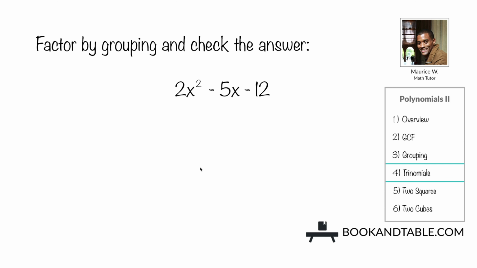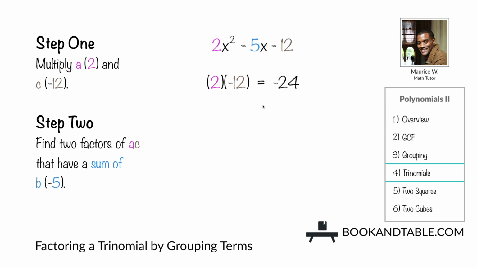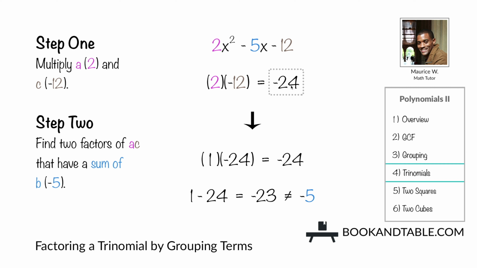So you'll be asked to factor by grouping and check the answer for the polynomial 2x squared minus 5x minus 12, the expression we were just working with. So what do you do in these cases? Step 1, multiply a, the coefficient of your quadratic term, and c, your constant. So in this case, you'll be multiplying 2 times -12, which will give you -24. And now you want to find two factors of AC, which in this case is -24. You want to find the two factors of -24 that have a sum equal to b, which in this case is -5.